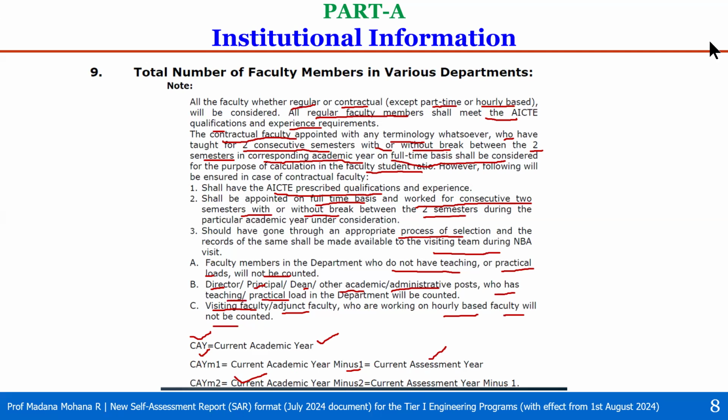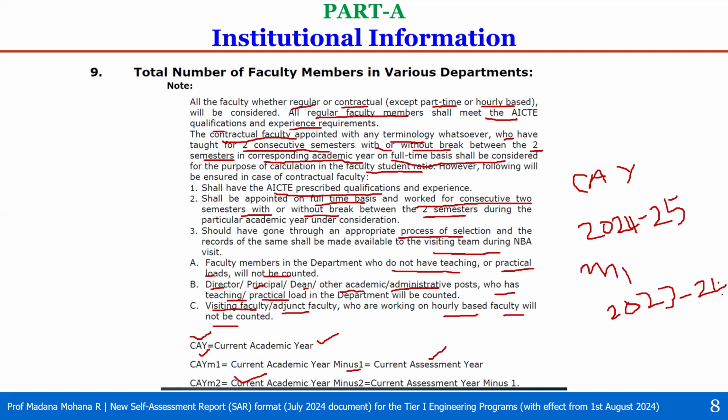Here you can see, for example, let us see. So CAY. Now we are in 24-25 academic year. This is current academic year. Then CAY M1. Then what you will get? 23-24. Then CAY M2. So what is the year? 22-23. So in our table, faculty table, we have to provide the data CAY, CAY M1, CAY M2.